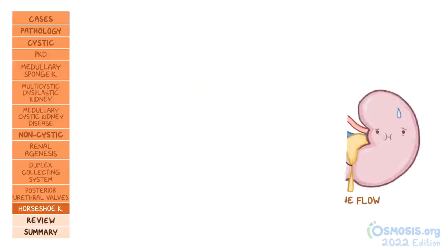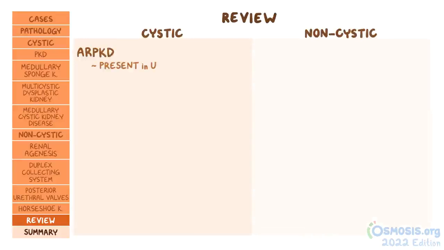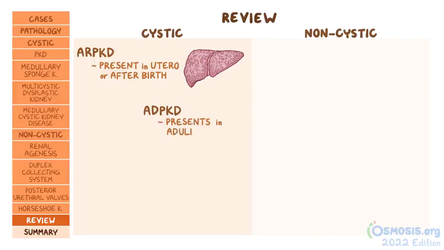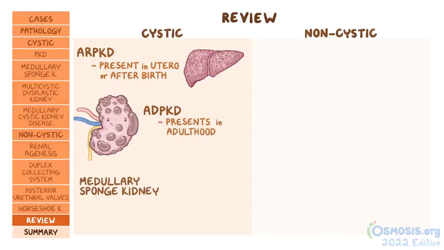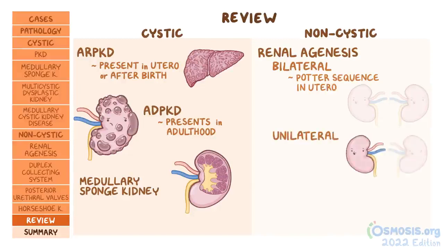Alright, as a quick recap. Renal congenital disorders can be split into cystic and non-cystic. Cystic disorders include ARPKD that can either present in utero or after birth, ADPKD that mostly presents in adulthood, and medullary sponge kidney. Non-cystic disorders include renal agenesis that can be bilateral, in which case a person develops Potter sequence in utero. Then there's unilateral renal agenesis, and finally horseshoe kidney.